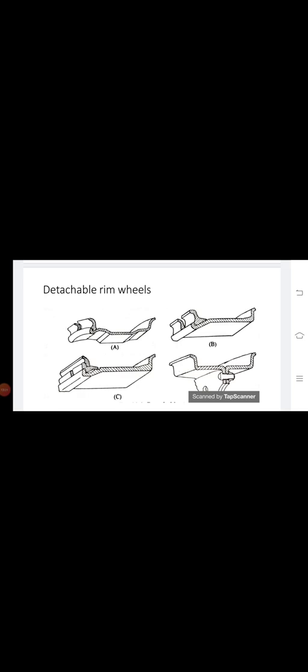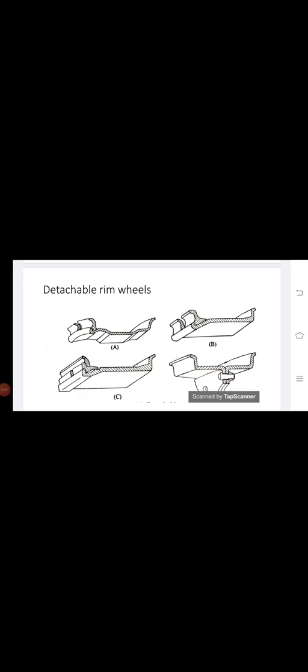So this is the detachable type of rim, and there are also four types. A is the semi drop center two piece rim, and B is denoted as the wide base two piece rim. C is denoted as the wide base three piece rim. On the left side you can see there are three pieces. And D is the divided flat base rim. These two divided rims are joined to each other, that's why it's known as the divided flat base rim.